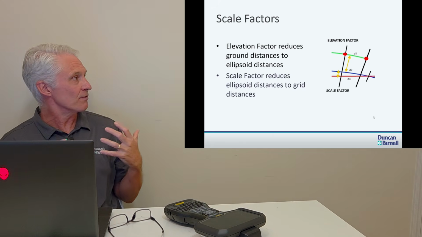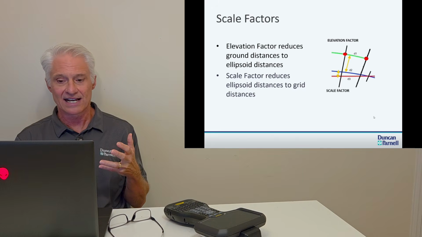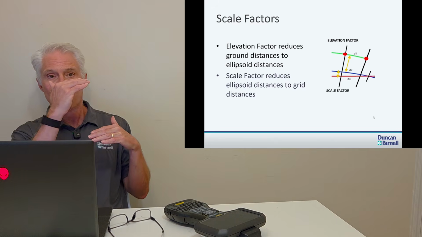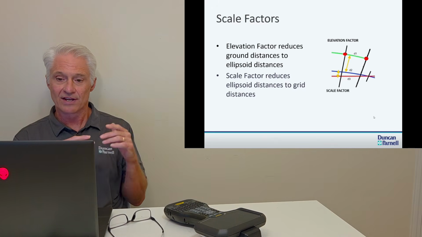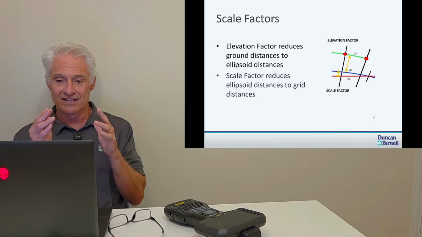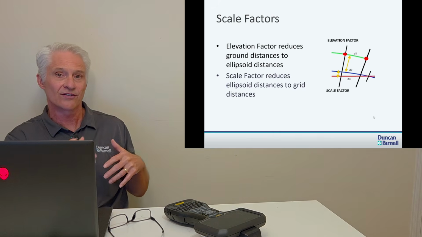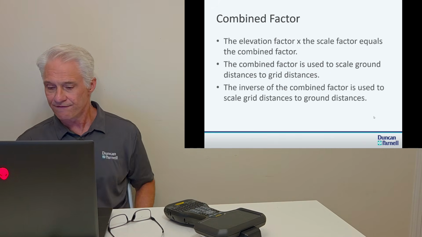And then some softwares call it a grid factor. USGS on their data sheets calls it the scale factor, to then reduce the amount from the ellipsoid down to the grid. So 2 different scale factors. Elevation factor, so it does matter how high you are. And then scale factor, it depends on where you are on the round surface as to how much scaling is going on there, right? So those 2 factors.